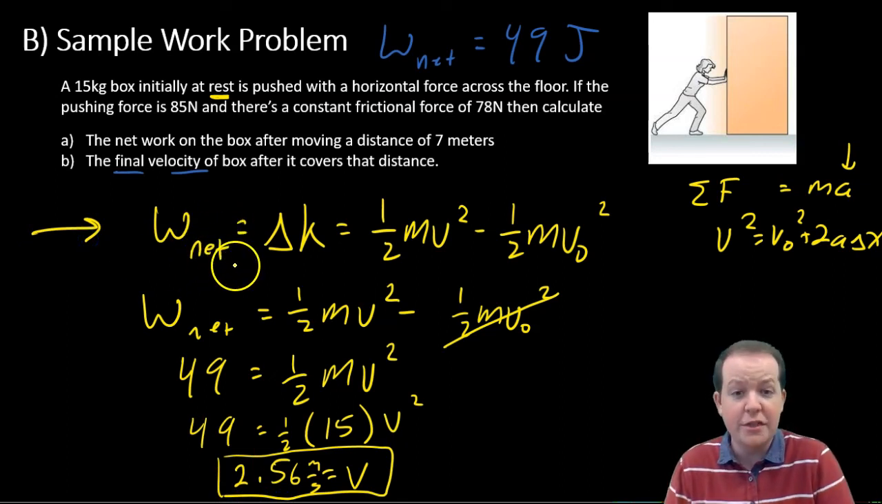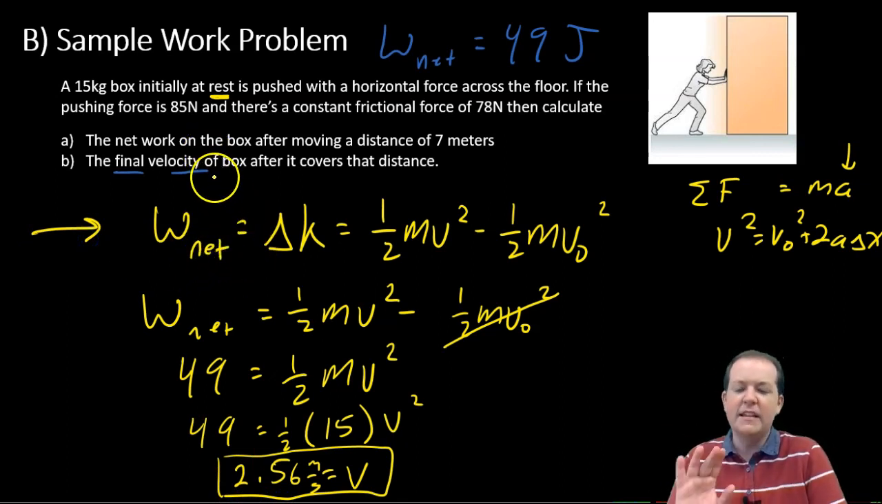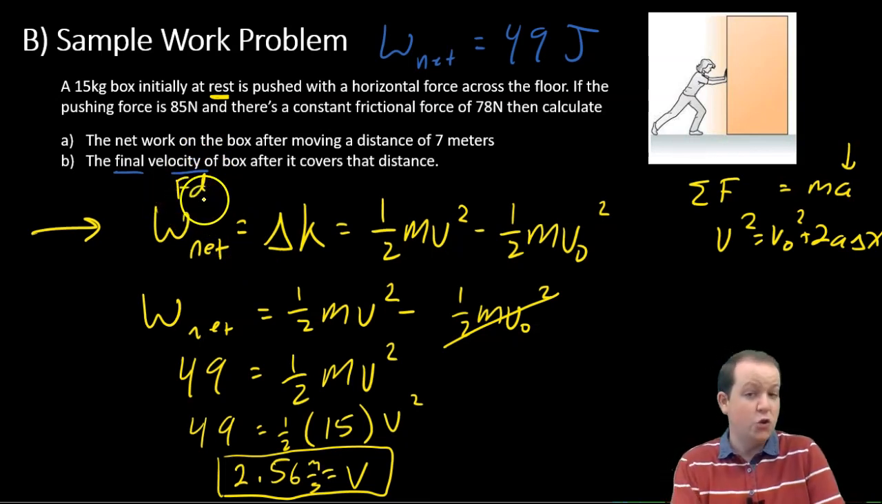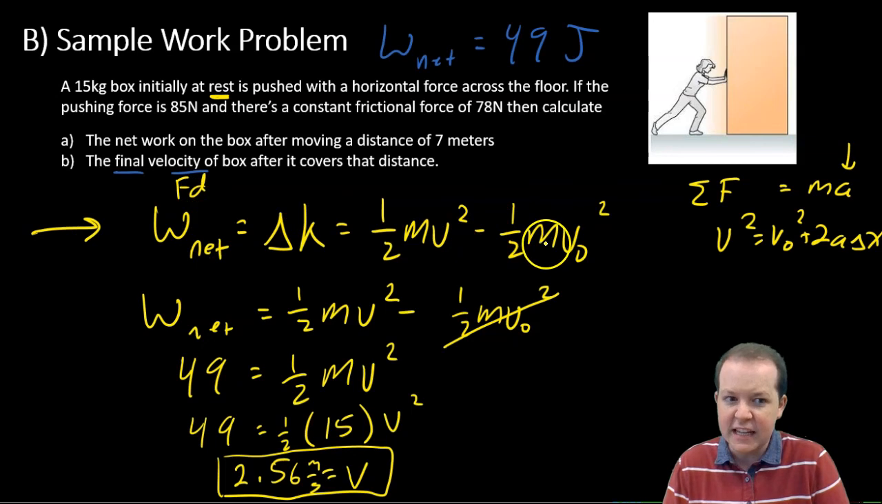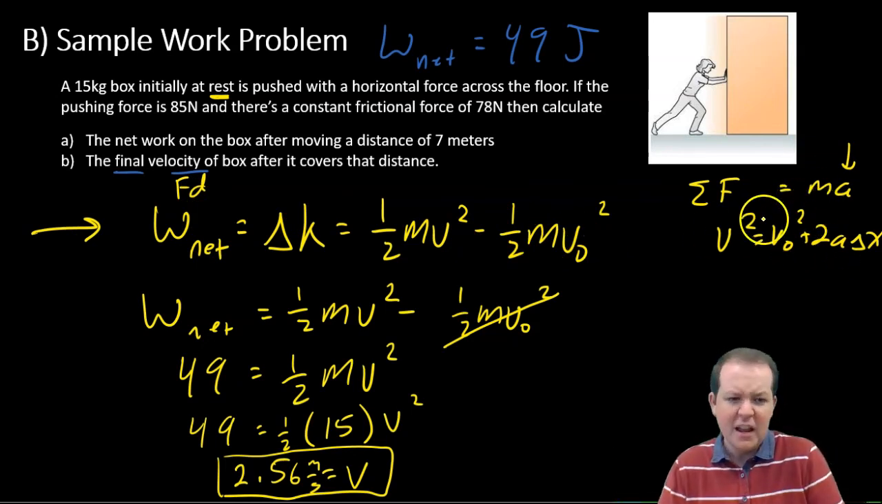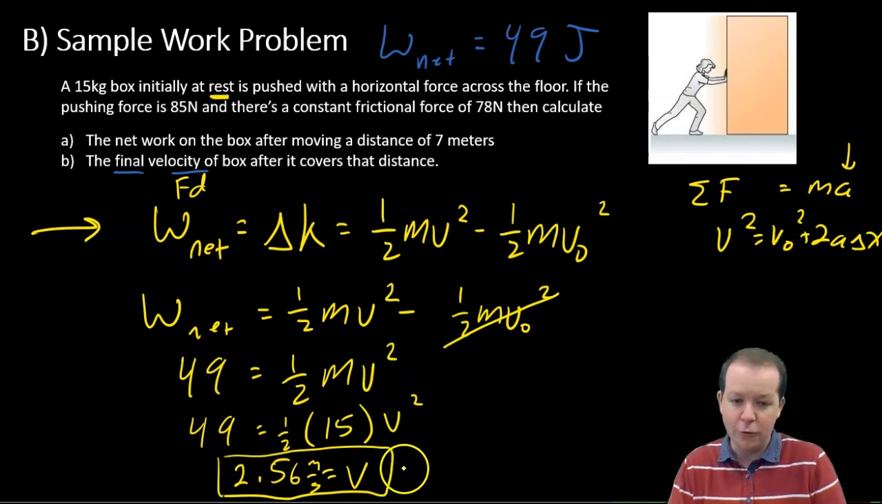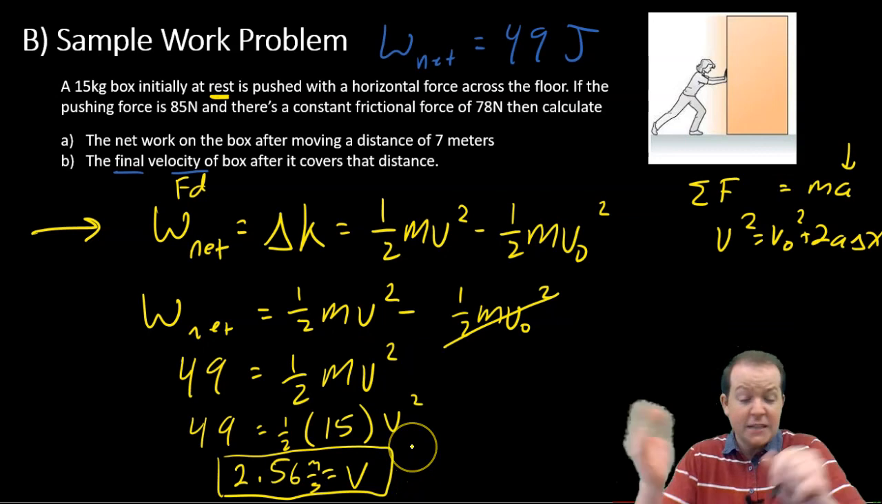This work-energy theorem is very valuable because it directly relates work, and of course that means force and displacement, directly to velocity. It would have been easier, at least in my opinion, than doing two separate equations. So the work-energy theorem is valuable. That's how you could solve and get the final velocity. Okay? That's it. That's my sample problem.